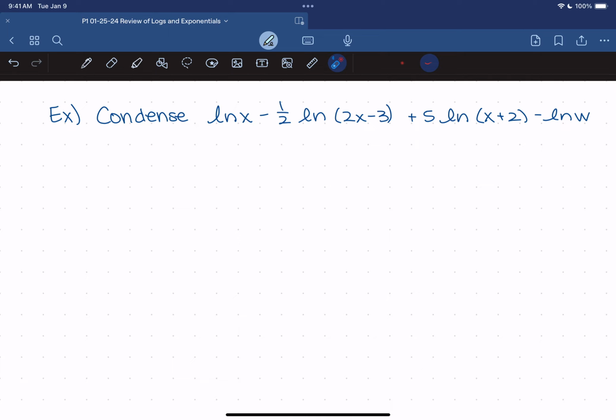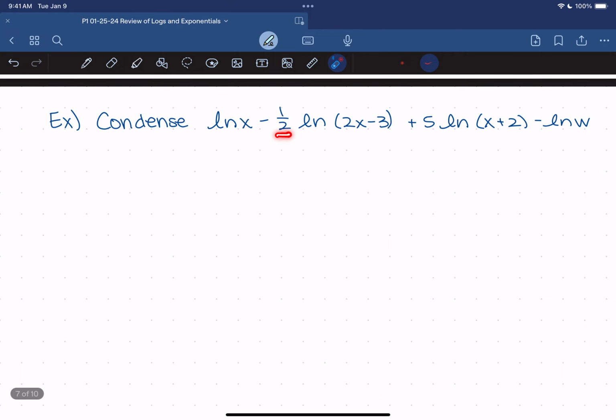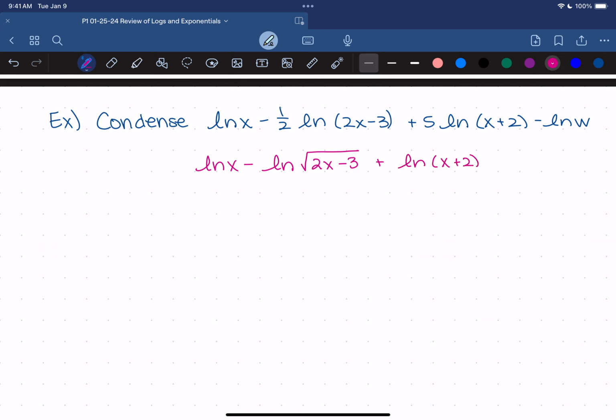The first thing I recommend, though, is if you have any numbers, any coefficients in front of the logs, move them as an exponent. So I'm going to take this guy and also move it as an exponent. I'm going to have the natural log of x minus the natural log. Now in this case, my exponent of 1/2, I can write as an exponent of 1/2 or make it a square root. Either way is fine. There's no right or wrong answer there. I'm going to go ahead and just make it a square root. And then the next term, I'm going to move that 5 as an exponent on my argument. And then have that.